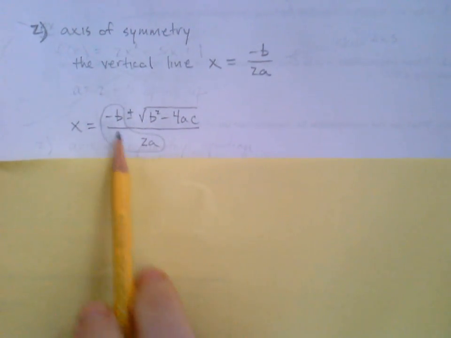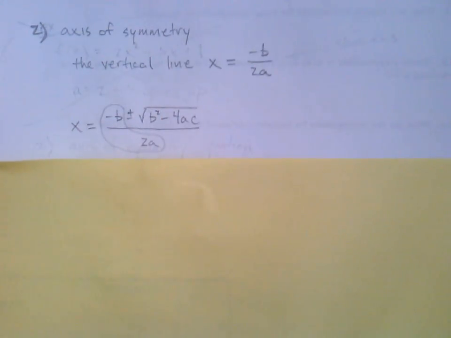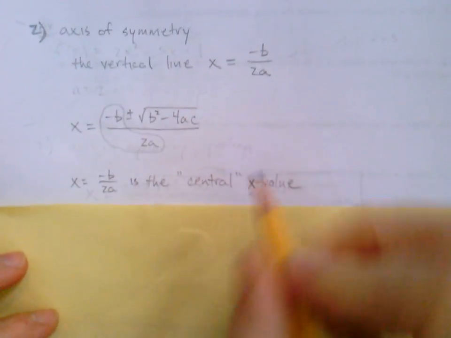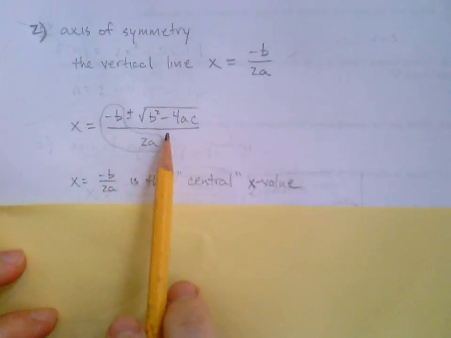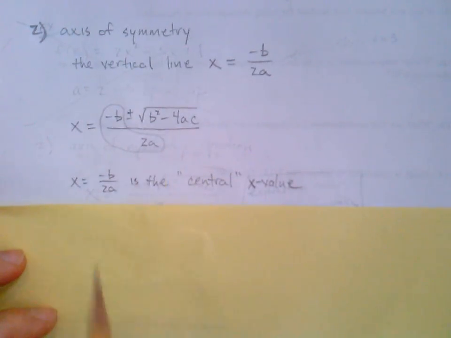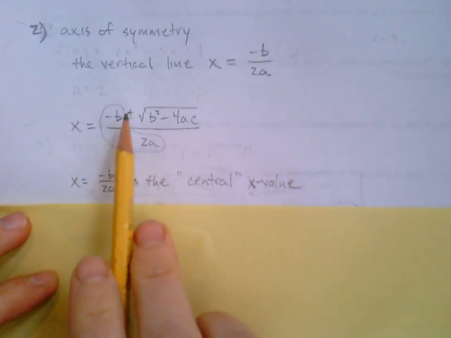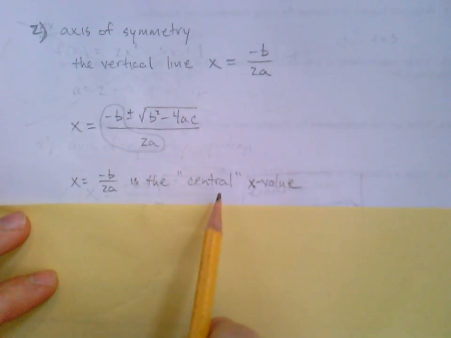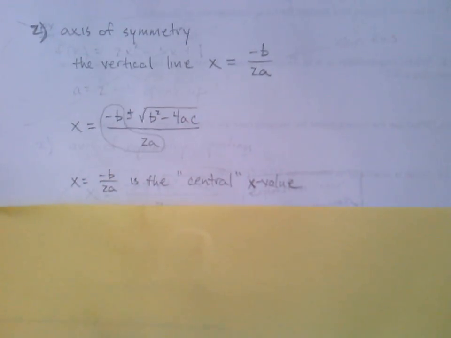That's so bizarre. Why would that give us the equation for the line that goes right down the middle? So it turns out the quadratic formula tells you x coordinates on your parabola, right? The x equals. If we take the negative b over 2a, that is the central, if you will, x value.